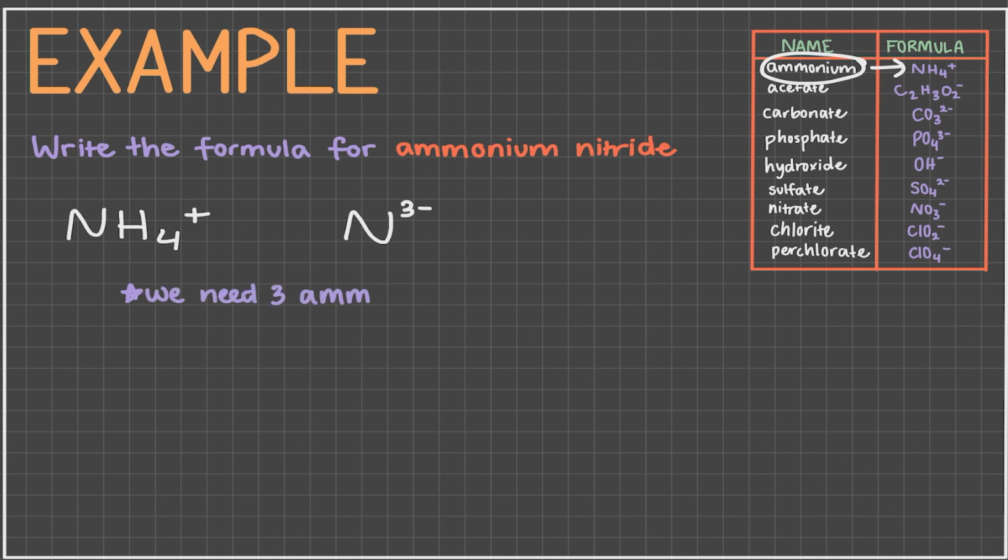Because nitrogen has a charge of -3, we need a +3 to cancel that out. Therefore, we must have 3 ammoniums in this compound in order to cancel out nitrogen's charge of -3. Our final answer is (NH4)3N. Again, take note of the parentheses around NH4. That's very important to include for the sake of clarity.